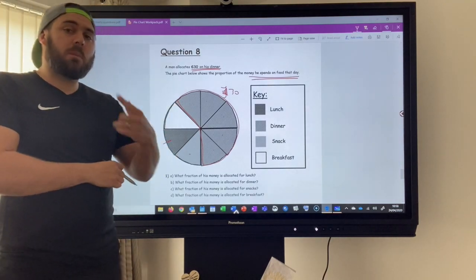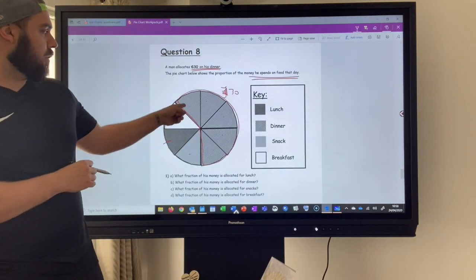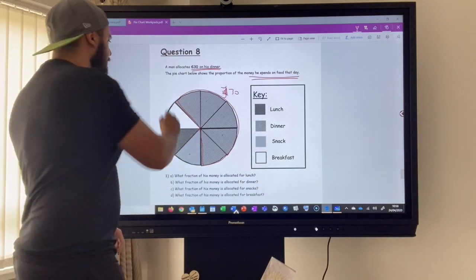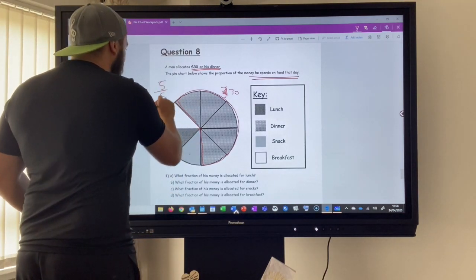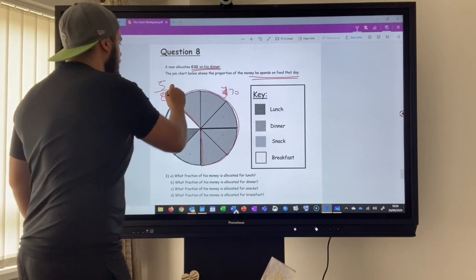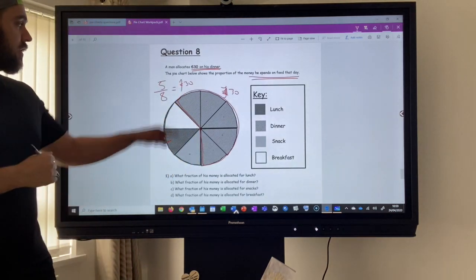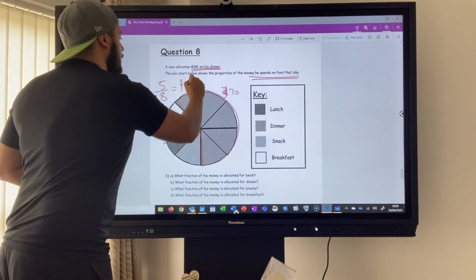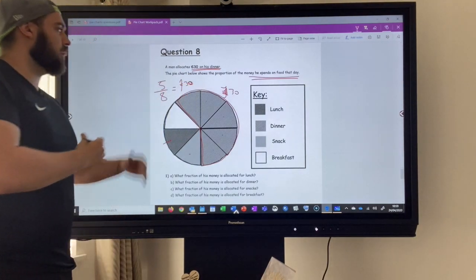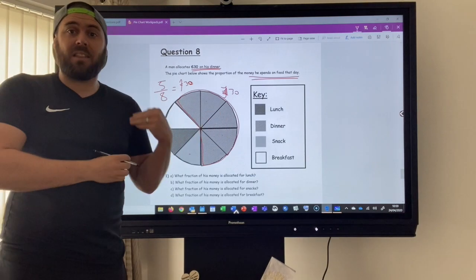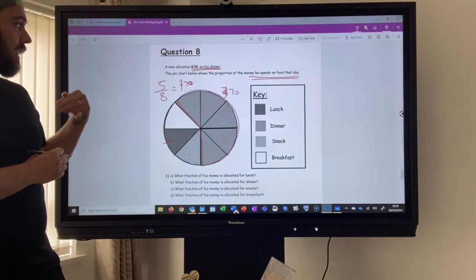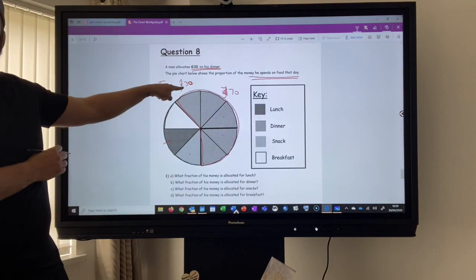Now you need to find out, and this is the difficulty, it doesn't actually tell you what it is in total, but you do know what 1, 2, 3, 4, 5 eighths of the circle is. 5/8 is equal to £30. So when you want to find the full amount, you want to break it down. You want to find what 1/8 is, because that's 5/8, okay?